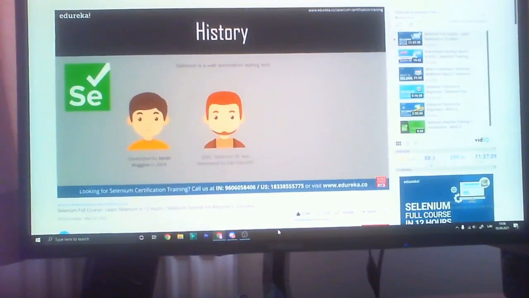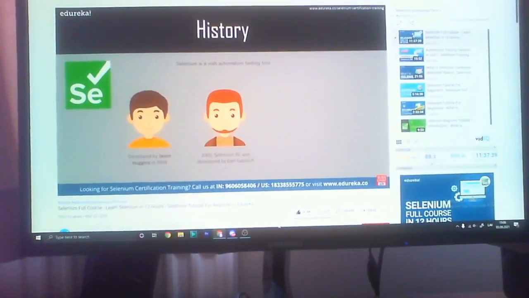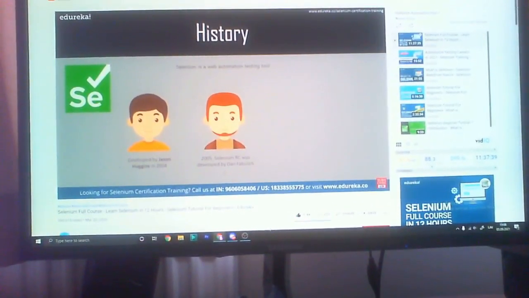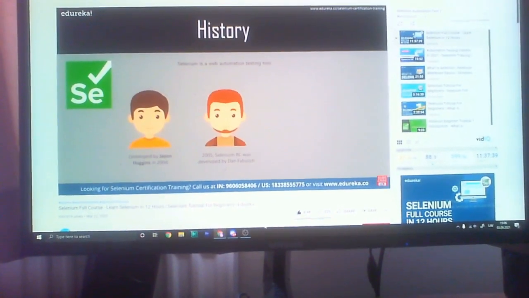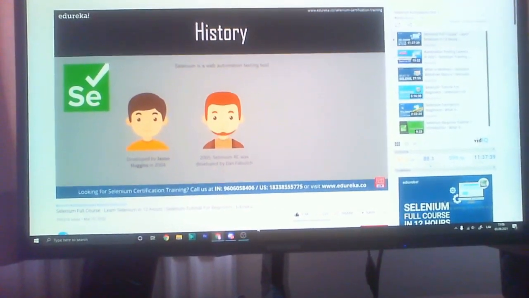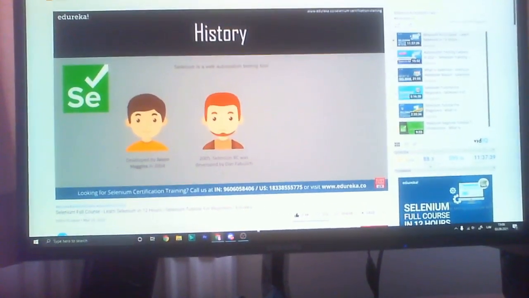In 2005, Dan Fabulich and Nelson Sproul made an offer to accept a series of patches that would transform Selenium RC into what it is known for today.